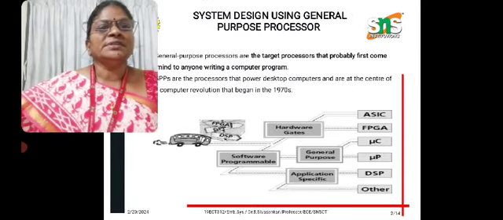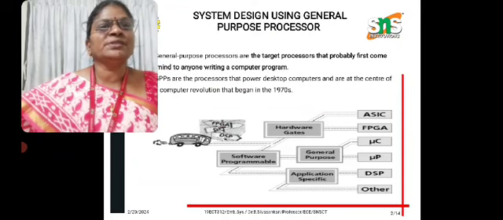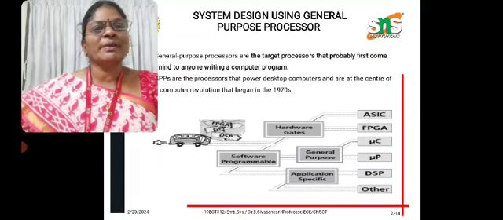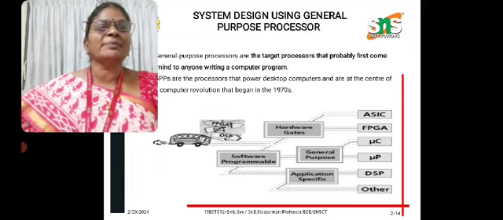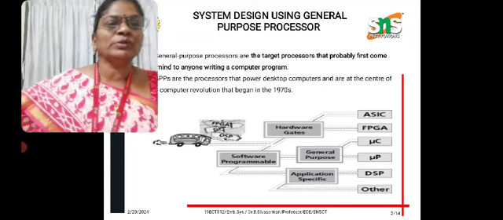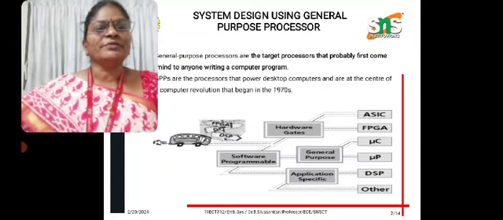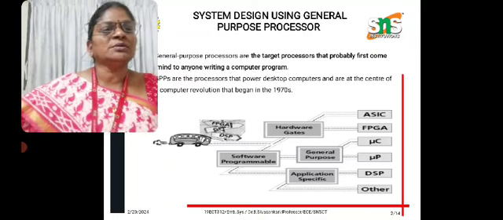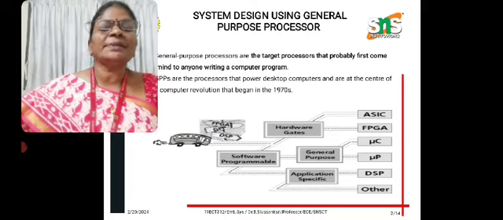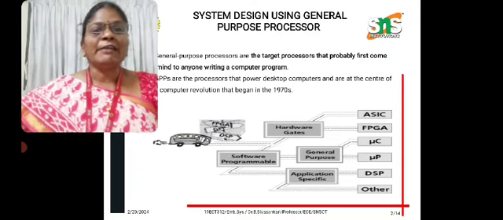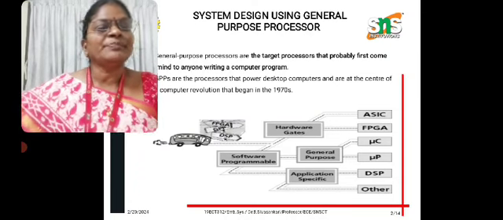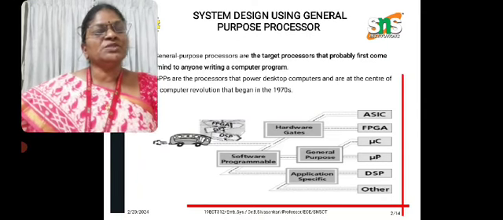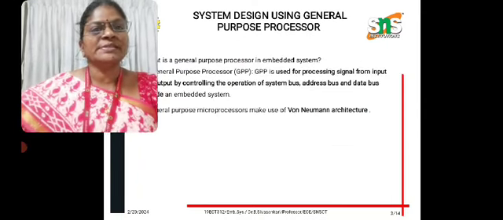So here this is the structure of system design using general purpose processor. It is the target processor that probably first comes to our mind to anyone writing a computer program. So here it is a combination of both software and hardware, like hardware gates, software programmable, general purpose, application specific. The devices are ASIC, application specific integrated circuit, FPGA, field programmable gate array, MCU, that is microcontroller, and MPU, microprocessor, DSP, digital signal processor, and also other devices.